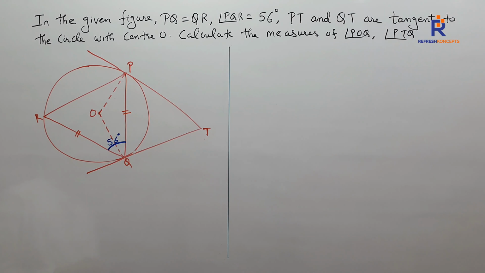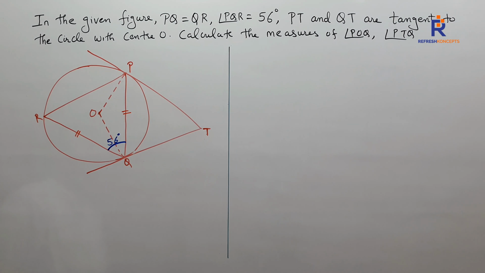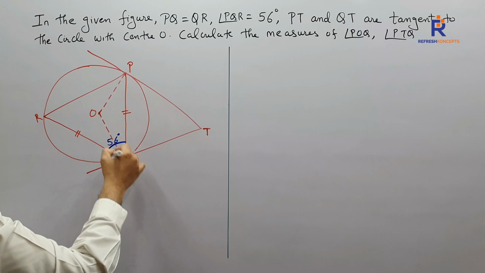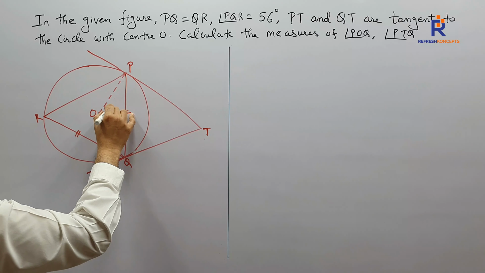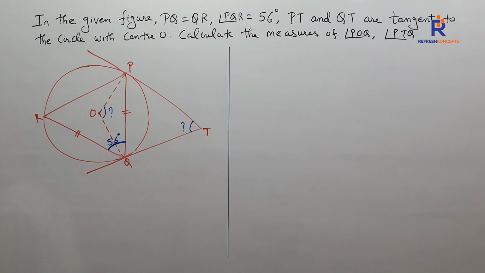PT and QT are tangents to the circle. Fine. PT and QT are the tangents to the circle. Calculate the measures of POQ and PTQ. POQ, this one, and PTQ, this one. These are the two angles we need to find out.